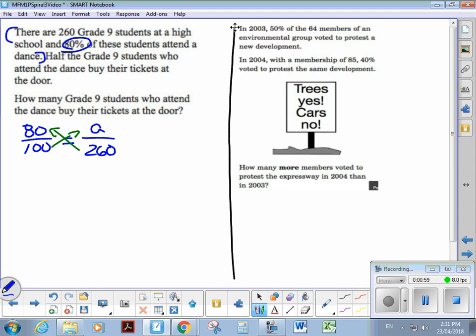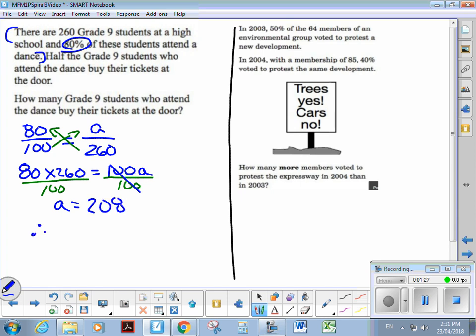Cross multiply, so we get 80 multiplied by 260 equals 100A. Divide by 100. So we end up with, out of those 260, 80 times 260 divided by 100 gives us 208. So therefore, 208 grade 9s attended.